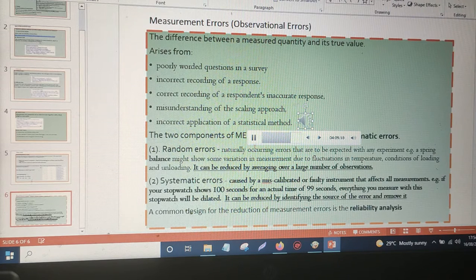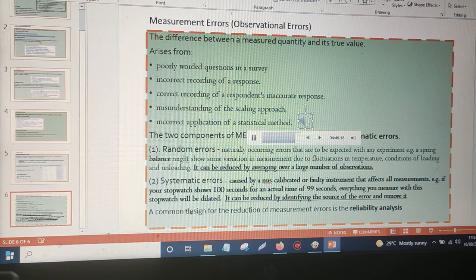You could also have systematic errors when your instrument is miscalibrated or faulty, so all your measurements are affected. For example, if your stopwatch shows 100 seconds for a natural time of 99 seconds, everything you measure with this stopwatch will be distorted. You can also reduce this kind of error by trying to identify the source of the error and removing it. So a common design for reduction of measurement error is a reliability analysis.